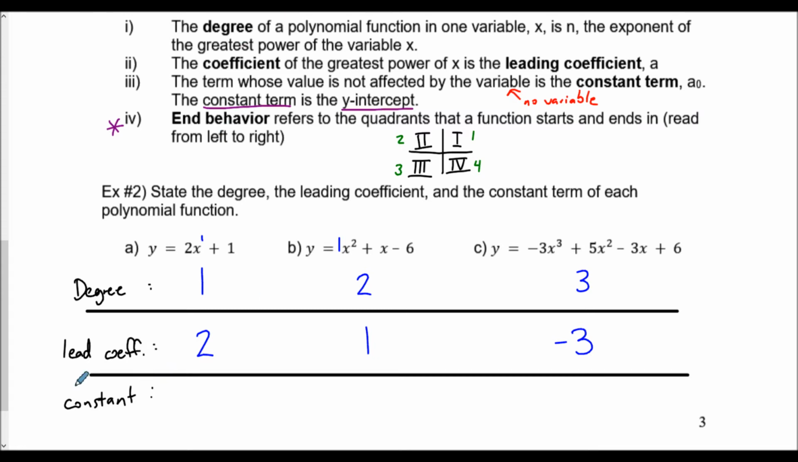And last but not least, we talk about the constant term. The constant term is one that's not affected by a variable. In other words, it doesn't have a variable. In this one, it's 1. In this one, it's that entire -6. And in this one, it'd be a +6. Just as a word of caution, if this did not have this +6, we would have a constant term of 0. So keep that in mind.